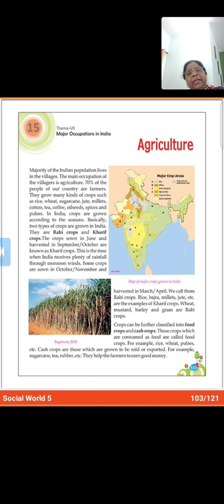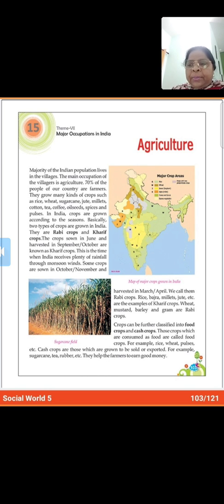Okay. Farmers grow many kinds of crops, such as rice, wheat, whatever we eat, our food is grown by farmers only. Rice, wheat, sugarcane, millets, pulses, cotton, tea, everything that is grown. And these are grown according to the season. These crops are grown according to the season. And depending on the season, crops are divided into two. Mainly two types of crops according to the season.